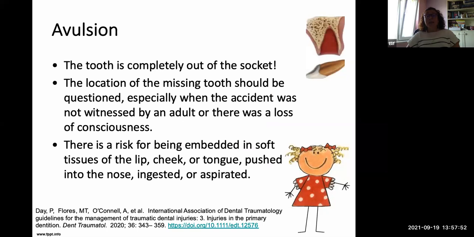In avulsion, the tooth is completely out of its socket. So the location of the missing tooth should be questioned, especially when the accident was not witnessed by an adult or there was a loss of consciousness. Because of course there's a risk of aspiration of the missing tooth. So if it is not found, we should question about the missing tooth. It's very important in these cases.